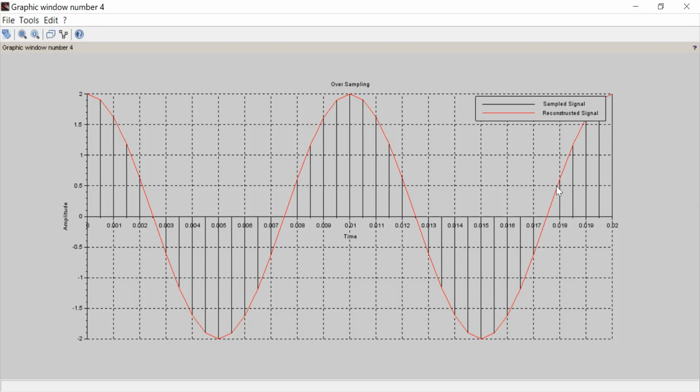If we are increasing the sampling rate, then you will get the original signal. It is almost the original signal. The first signal you got is the same as that. Here, see, the black lines, the sampled values, are increased. When we join all the tips of these black line sampled signals, you'll get the original signal or reconstructed signal. That means it is the original signal only.